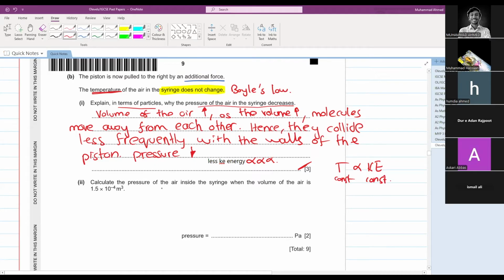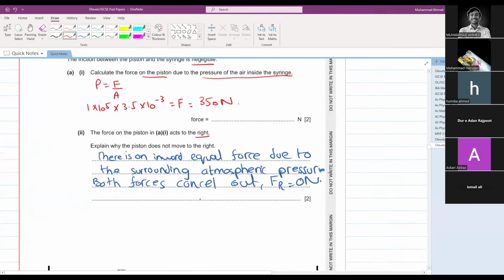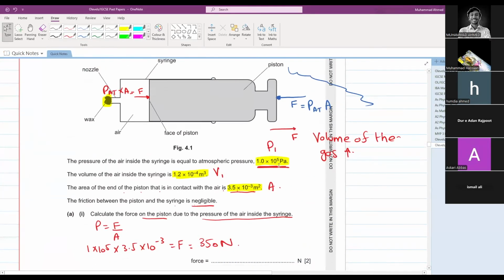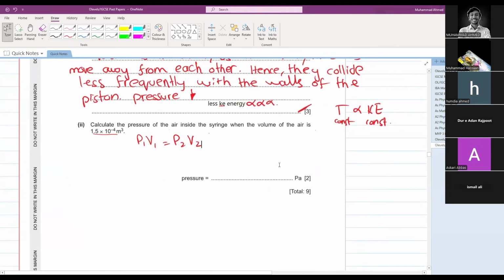Now let's see this. Calculate the pressure of the air inside the syringe when the volume of the air is this. You have to apply Boyle's law. P1 V1 is equals to P2 V2. What was your pressure 1? 1 into 10 is the power of 5 by 1 into 10 is the power of 5. Substitute कर दो यहाँ पे.